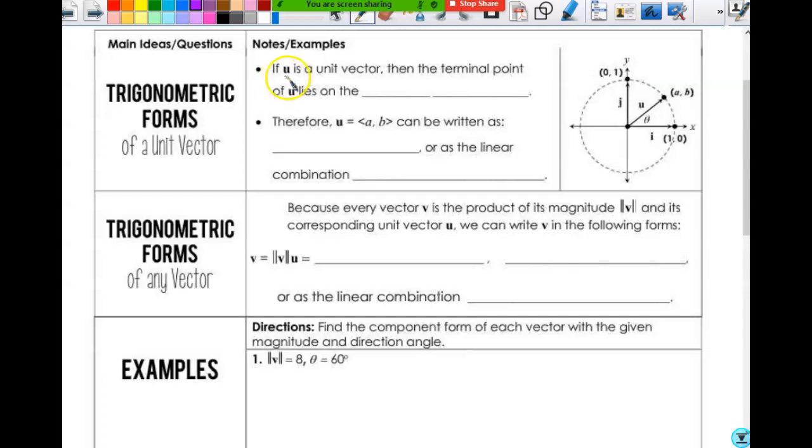It says if u is a unit vector, meaning the length is 1, right? So here's u. It is a unit vector. The length is 1. The magnitude is 1. Then the terminal point of u, here's the terminal point right here. Since this is a unit of 1, it lies on this circle, which would make the radius of this circle 1, which makes this the unit circle.